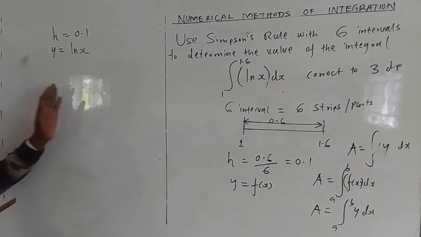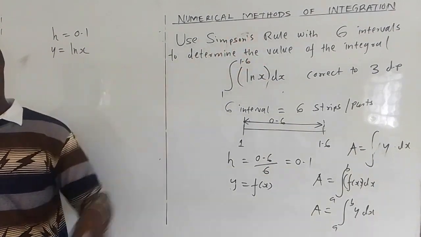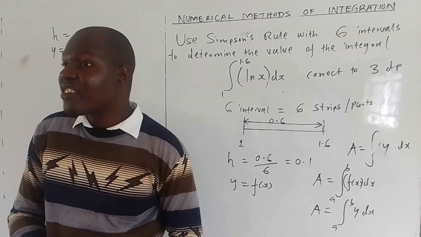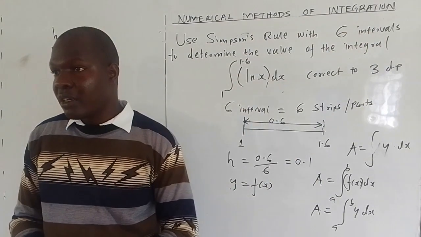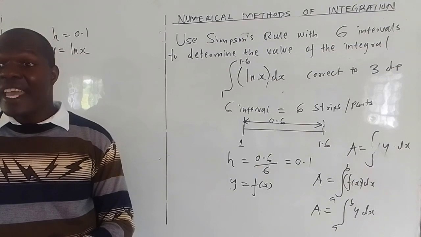After that, you form a table to get the y values. Before forming a table, you write the formula. What is the formula in Simpson's rule? 6 intervals, meaning you are going to reach y6. This is y6, isn't it? Not y6 in this case, y?